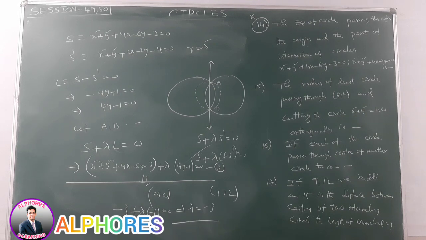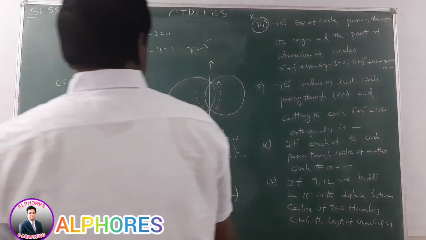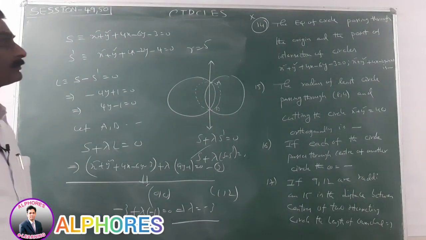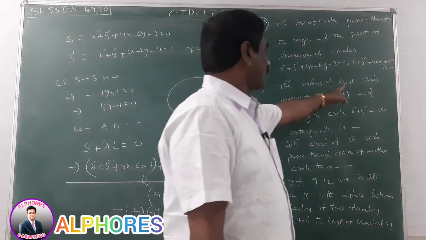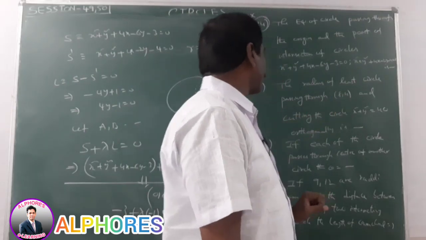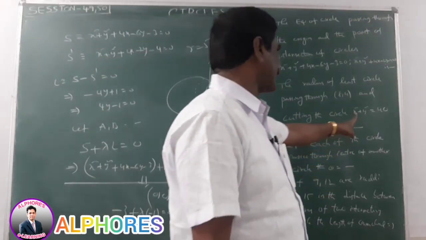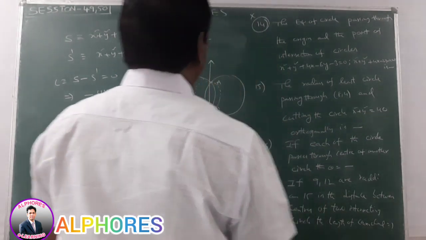Next, fifteenth. The radius of the least circle passing through (8, 4) and cutting the circle x square plus y square is equal to 40 orthogonally.